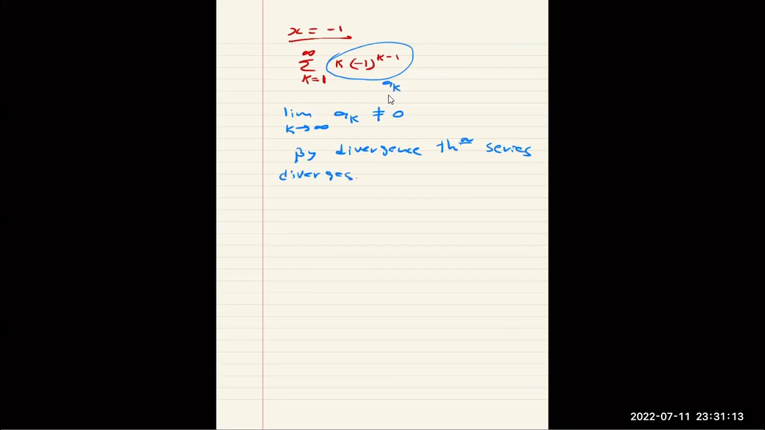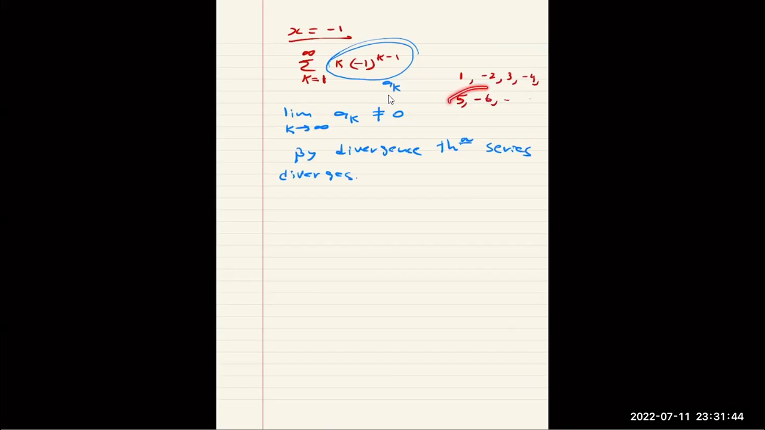Again, to see that this is not equal to zero, you can expand this series. You can write down a few terms for a_k. The first term, when k is equal to 1, you get just 1. Then k is equal to 2, you get minus 2. When k is equal to 3, you get plus 3, and then minus 4, and then plus 5, minus 6, and so on and so forth.